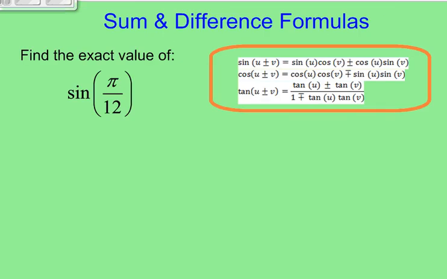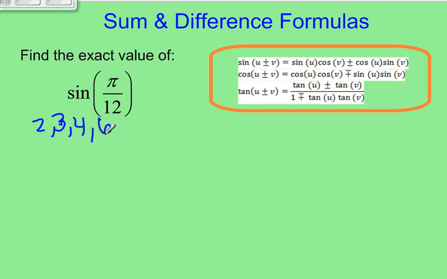So here we're trying to find the sine of pi over 12. So we've got to find things that add up. What you're going to do is take 12 and find the factors of 12, not including 1 and itself. So 2, 3, 4, and 6 are our factors.